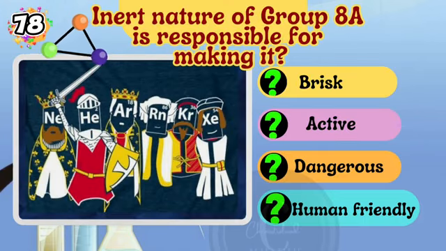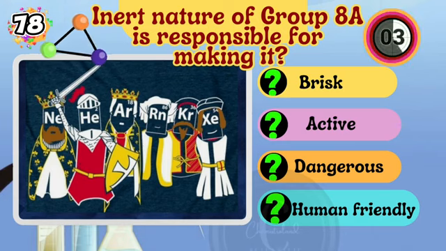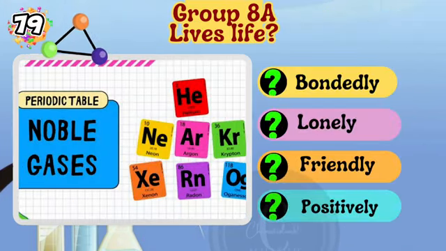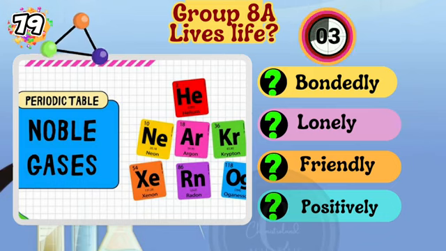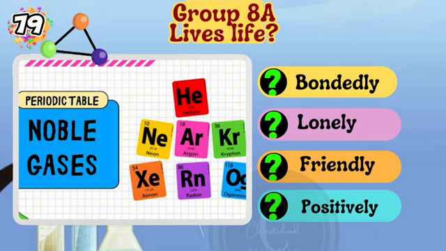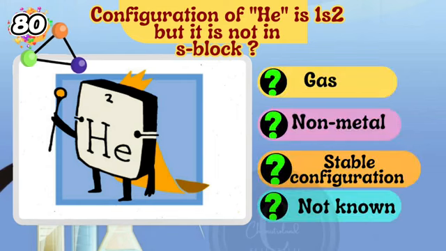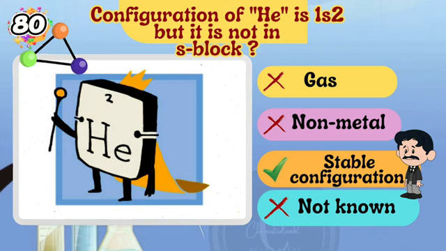The inert nature of group 8A is responsible for making it human-friendly. Members of group 8A live their life? They live lonely. Configuration of helium is 1s2, but it is not in s block. They are having stable configuration in group 2.